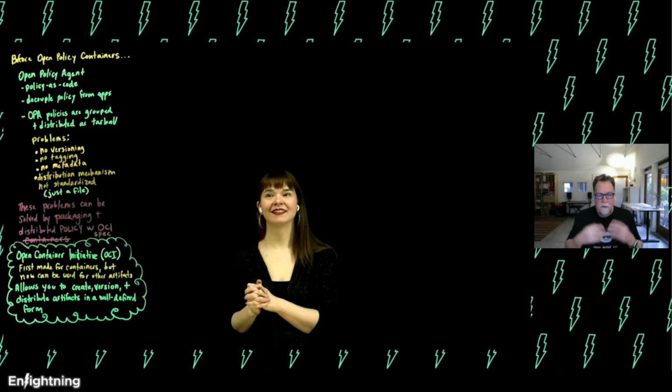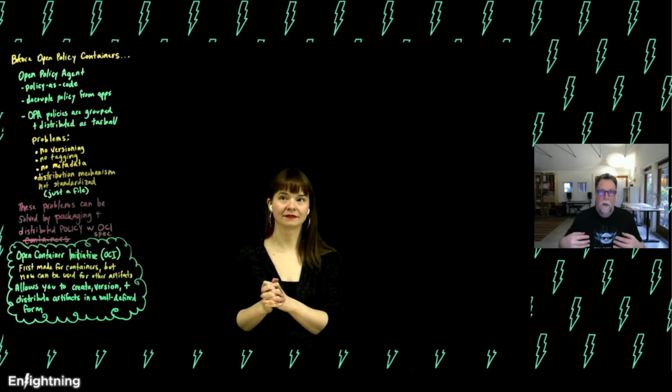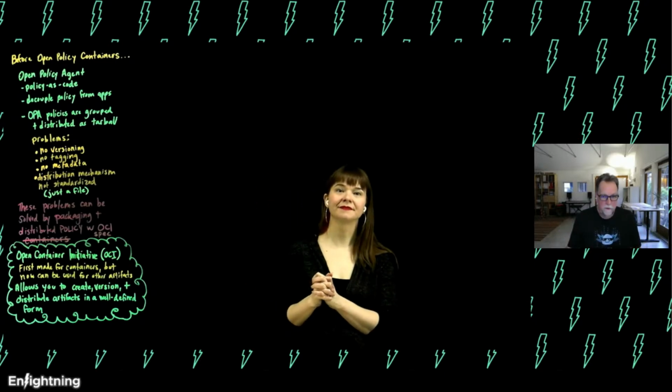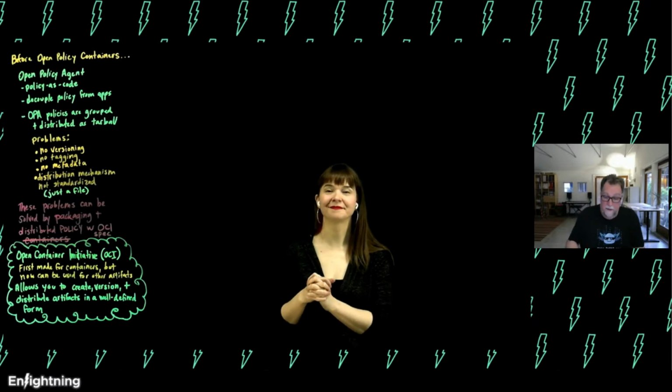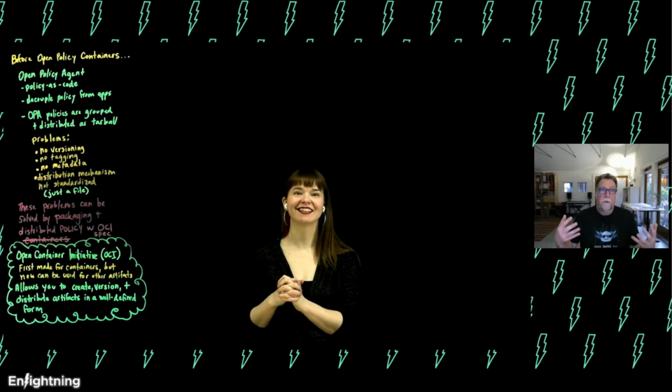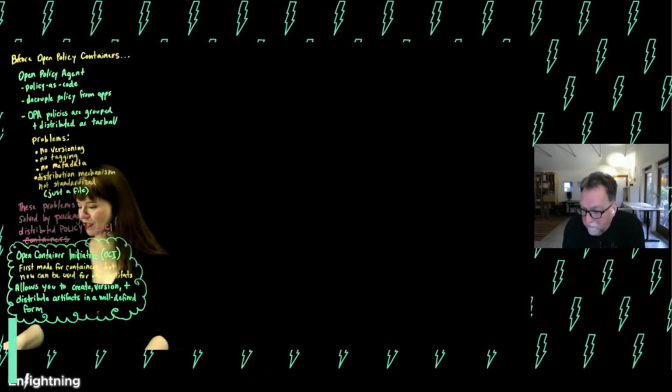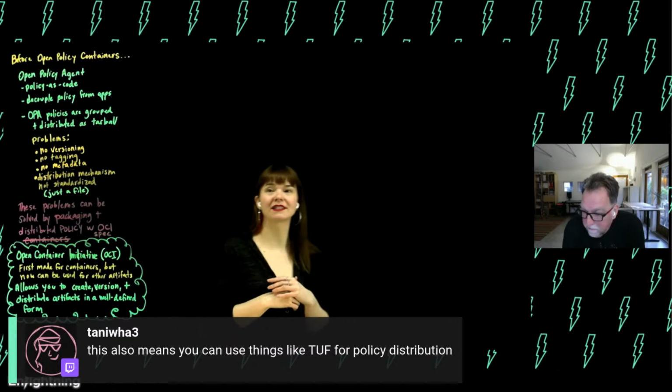And that's the beauty of it. It sort of commoditizes the solution. I'm not stating here that anything is novel. We're just bringing these things together to come up with a solution to the problem of versioning, distribution and integrity that builds on top of these known quantities, by blatantly reusing them in the same fashion to solve the problem. Absolutely. Taniwa says this also means you can use things like TUF for policy distribution.